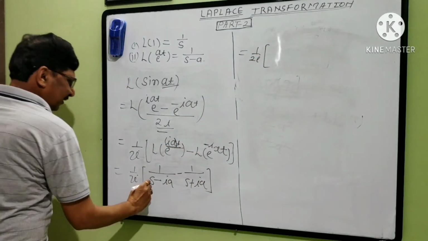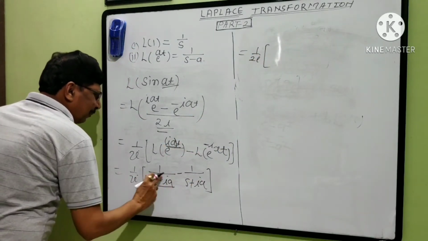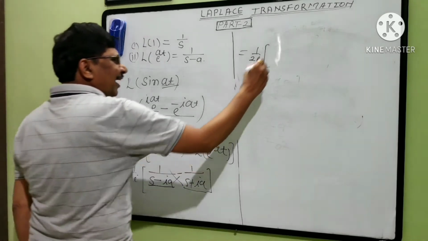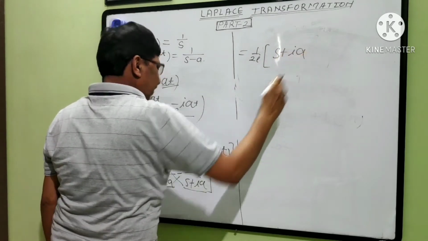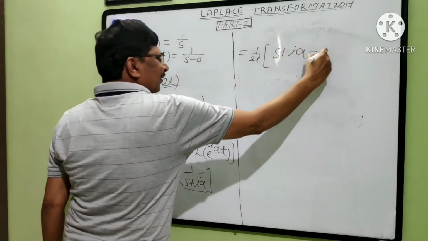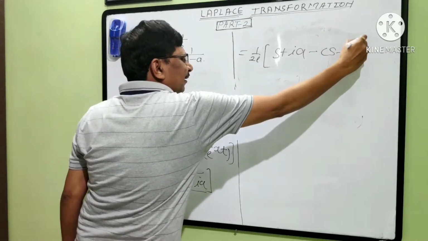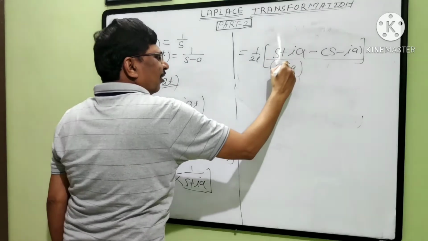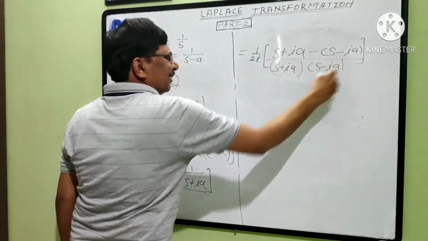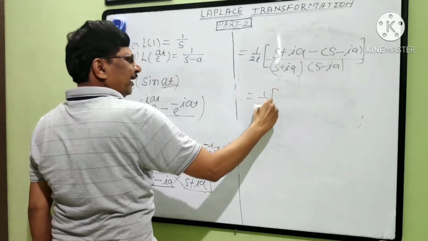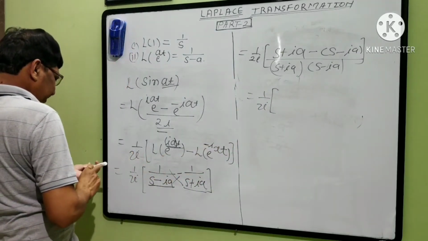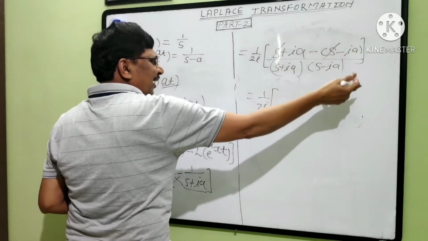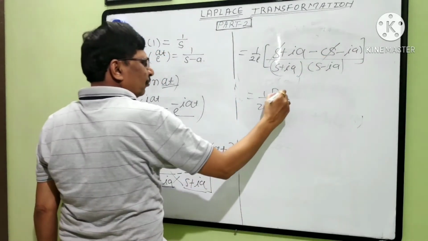Now I have written the Laplace transformation. Now simplify this: (s plus ia minus s minus ia) upon (s minus ia) into (s plus ia), multiplication only. Now what will get cancelled? s minus s will get cancelled. ia plus ia, that is 2ia.